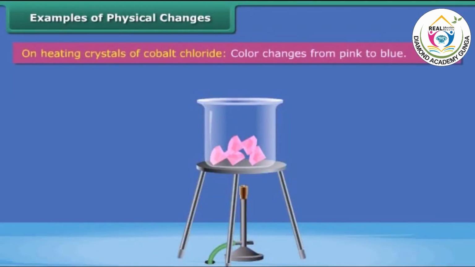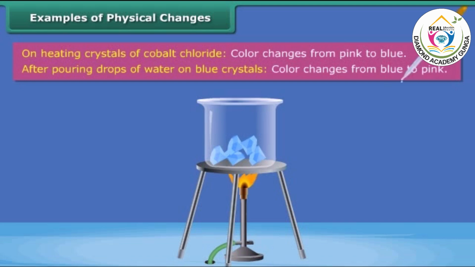Let us take crystals of cobalt chloride, which are pink in color. On heating, these crystals change to blue. When some drops of water are poured on the blue crystals, they regain their pink color.